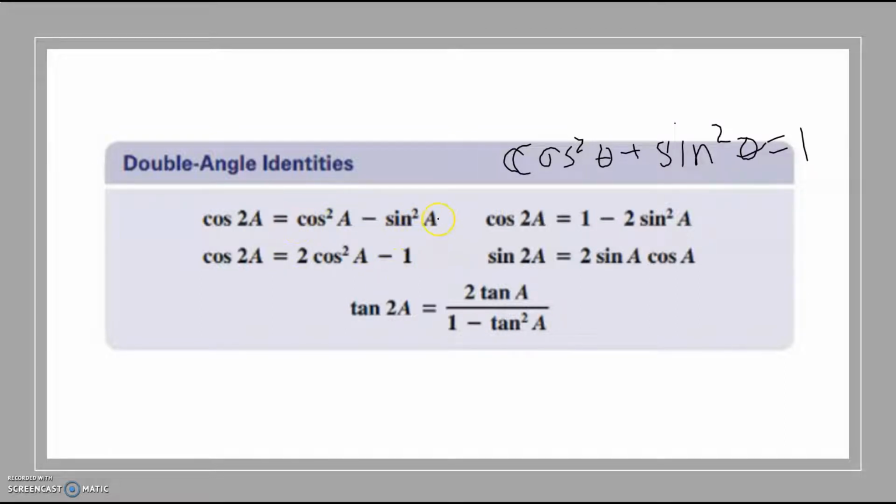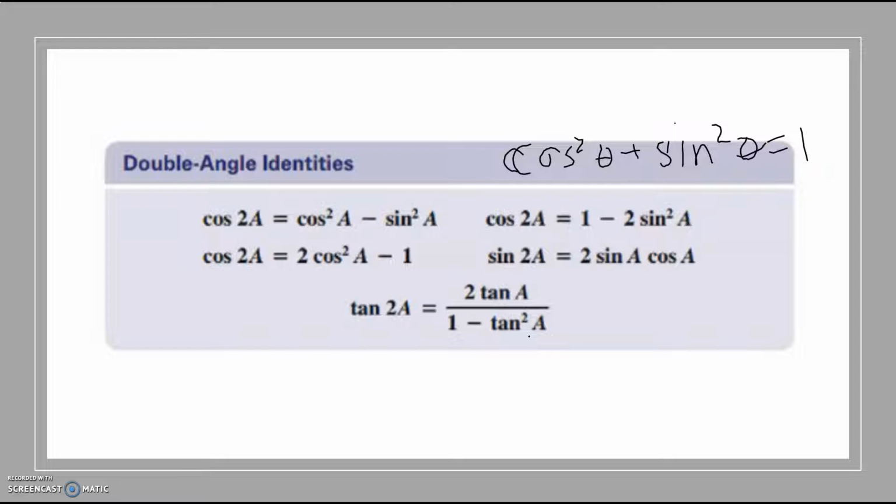So this is the main identity for cosine of 2A, or the double angle identity for cosine, but you can also get these other two by using the Pythagorean identity. The double angle identity for sine of 2A is equal to twice sine A cosine A. Again, that comes from using the sum identity for sine. And lastly, the double angle identity for tangent is 2 tangent A over 1 minus tangent squared A. And that also comes from using the sum angle identity for tangent with both angles being A. Okay, so these are your double angle identities.